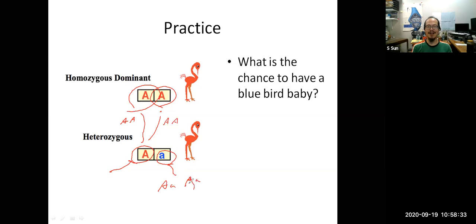So how much chance will you have of a bluebird? Zero, right? Because it's all dominant. This one is going to be red, this one red, this one red, this one red.